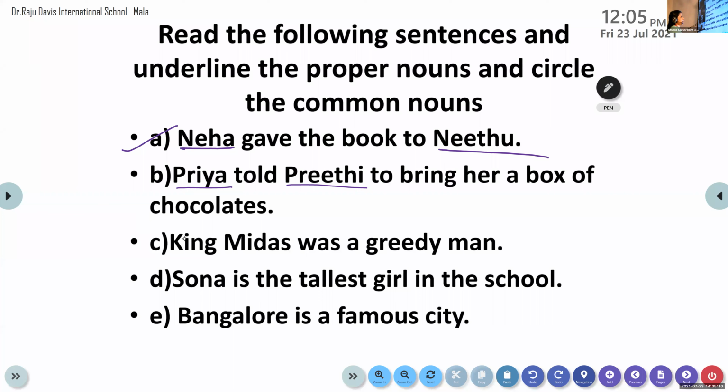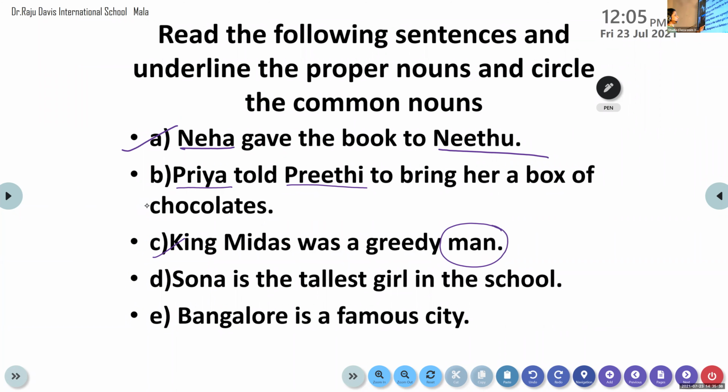Adidevim Nair, come on. Read the third question and tell me which is the common noun of that sentence. King Midas was a greedy man. Yes, King Midas was a greedy man. Come on, tell me. Man. Man, very good. It is man as a common noun there. Very good.